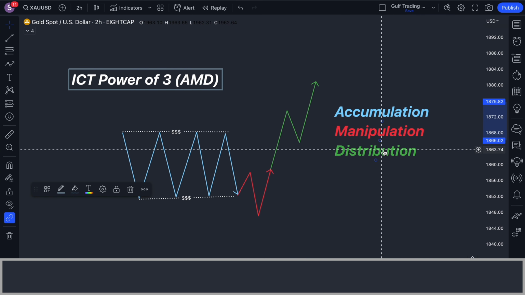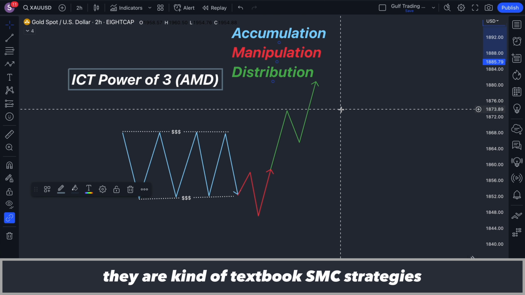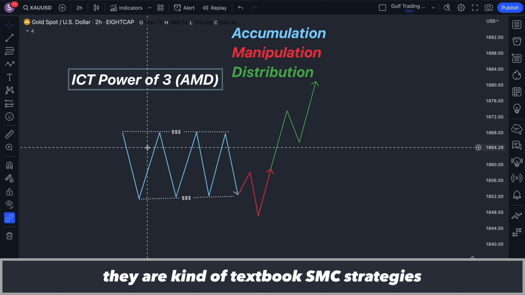So now hopefully if you understand that, we can move on to the strategies that I'm going to show you that I've been using. They're not just stuff I've stolen from someone else. I mean, everyone uses them. They are kind of textbook SMC strategies.